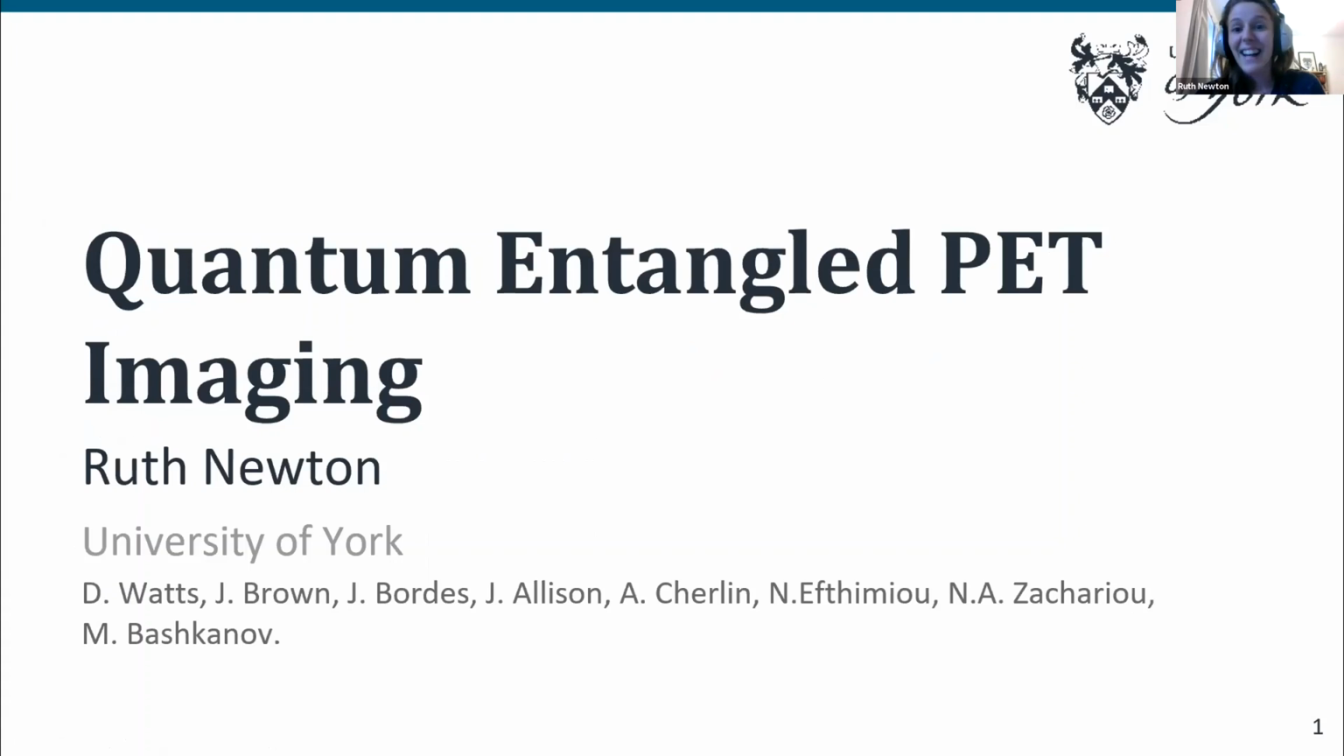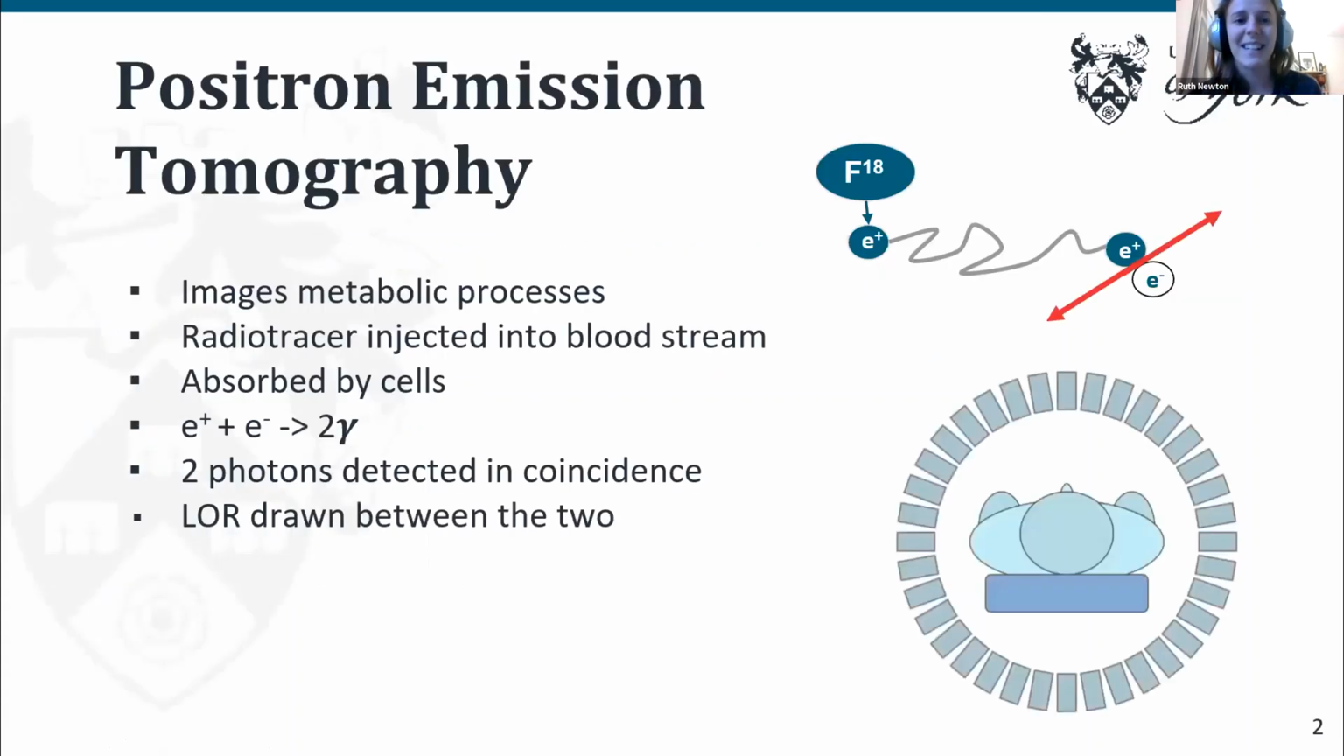Nice. Okay, thank you for inviting me. I'm basically continuing on from Dan's talk earlier about how we can use the quantum entanglement of these annihilation photons to enhance PET imaging. I'm sorry, you must all be sick of PET by now. Positron emission tomography, and we use it to image metabolic processes in the body. So think finding cancerous tumors, monitoring brain activity kind of thing.